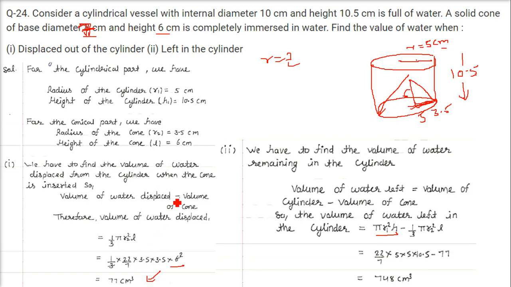the cylinder. Now, in order to find out the water which is left in the cylinder, we have to take the volume of the cylinder and subtract this volume. So we have to find the volume of the water remaining in the cylinder. So volume of the water left, as I said, is volume of cylinder minus the volume of the cone. So pi r square is the volume of the cylinder. R we already know, it is given in the question. This is 5, and height is also known, 10.5. And this 1 by 3 pi r square h we have already found here, 77. So just subtract 77. The result will be 748 centimeter cube.